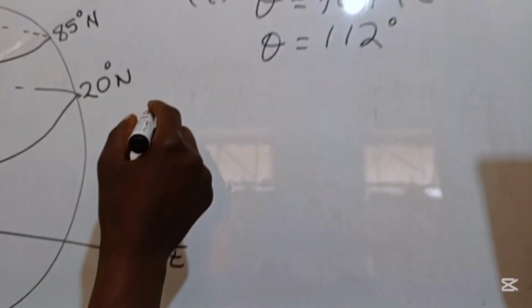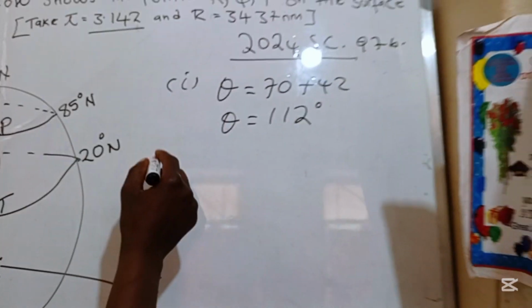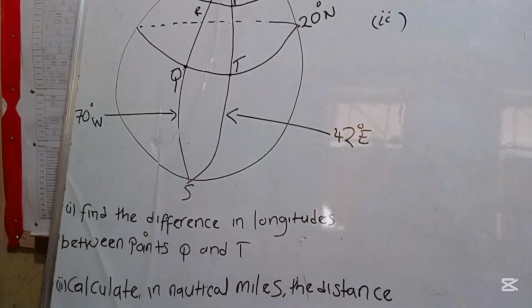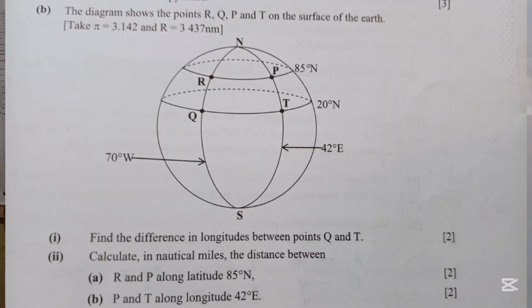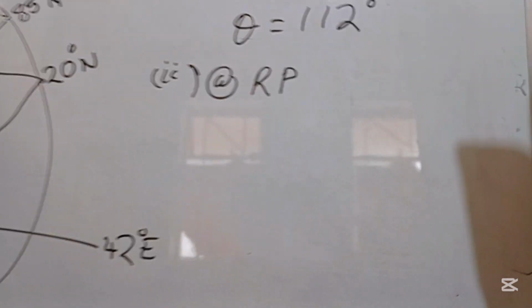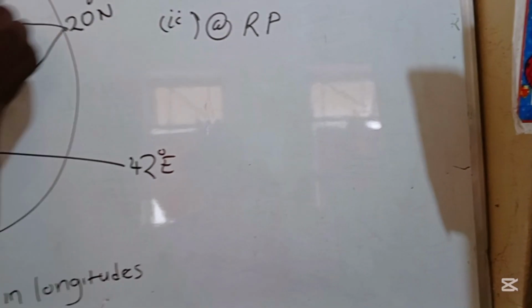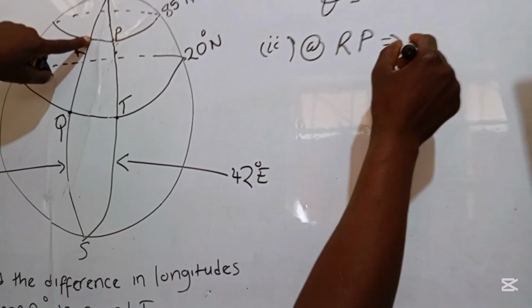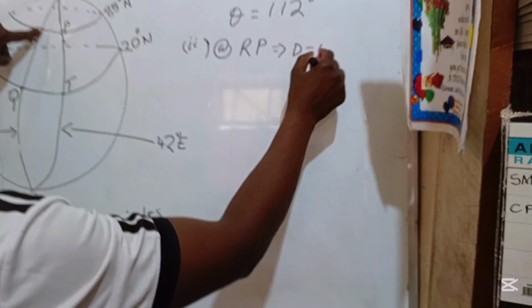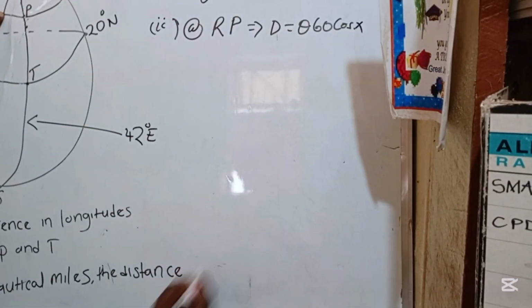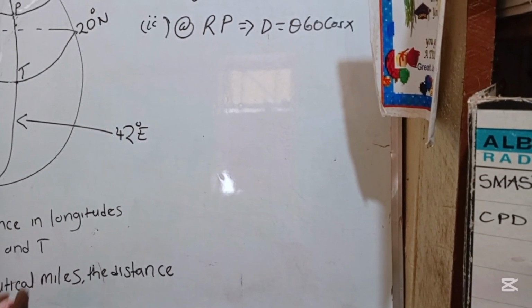Well, 7a part 2 is telling us to calculate the distance between RP in nautical miles. So we are looking at the distance along RP, this is along the latitude. So for the new formula, no need of us looking for the odd one, the distance is equal to theta times 60 cos x. So cos x, where they are sharing.